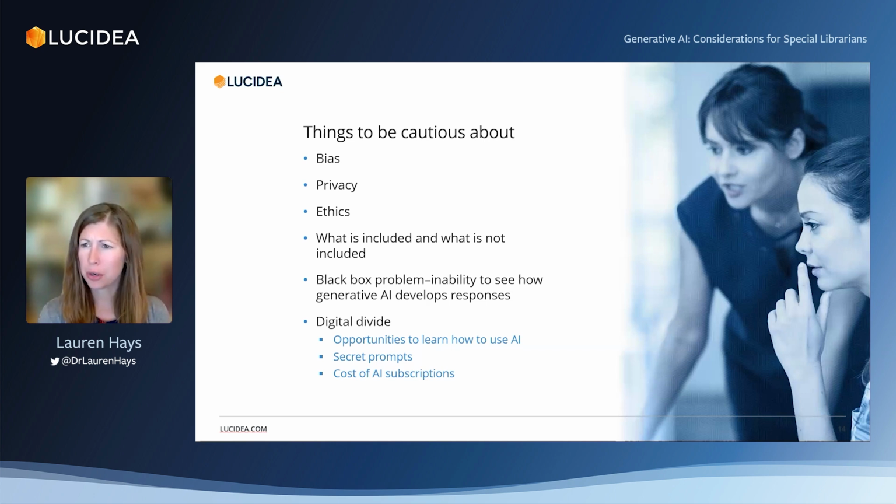And then also secret prompts. This is the idea that you can tell the system not to include your prompt into the training data, but you often have to pay the subscription fee to do that, or with an image generator like Midjourney, you can actually pay just to keep your prompt secret so that nobody else can create the exact same image that you did. And so there's going to be financial divides created there with generative AI tools.